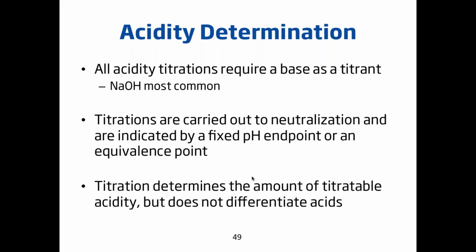So for orange juice, we can measure that total acidity. We'll probably express the results as citric acid, since the majority of the acidity is from citric acid. But we can't use titration to determine how much malic acid and tartaric acid and citric acid are present. All we can do is give one group number.